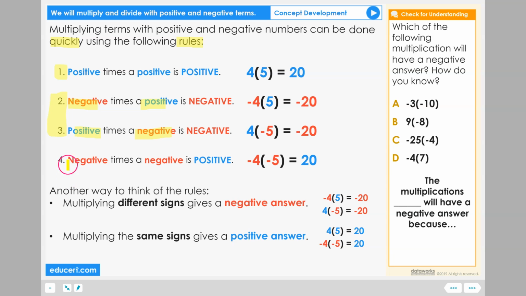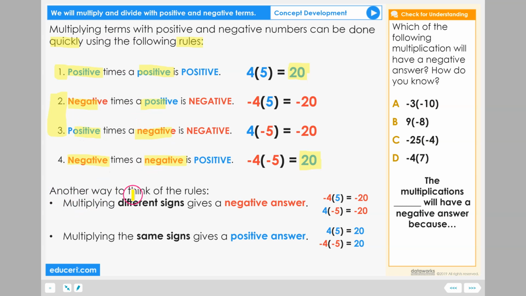Rule number 4. Negative times a negative is positive. Negative 4 times negative 5 equals a positive 20. So what we end up seeing here is that when did we get a positive answer? We got a positive answer when we had the same sign. Positive, positive, or negative, negative. And when do we get a negative answer? We get a negative answer when we have different signs. A negative times a positive, or a positive times a negative.